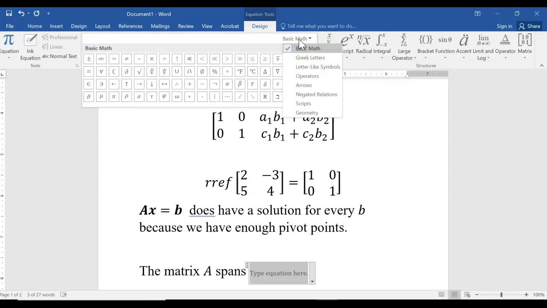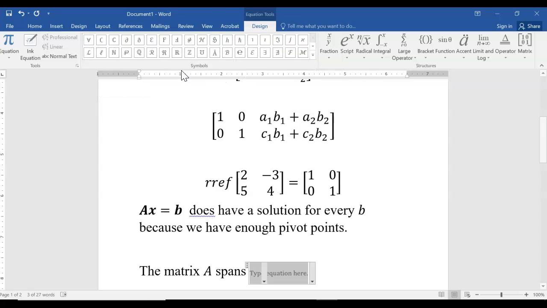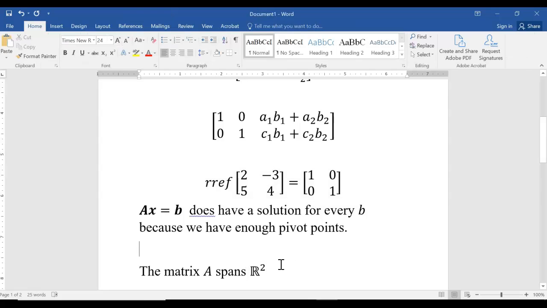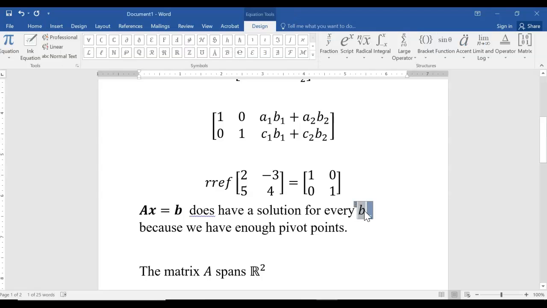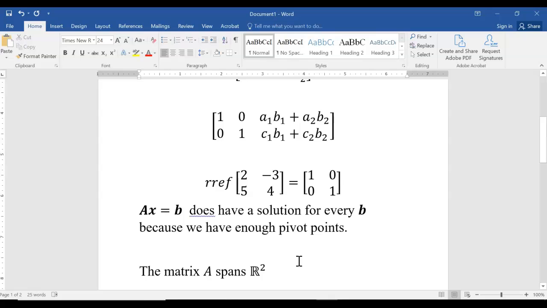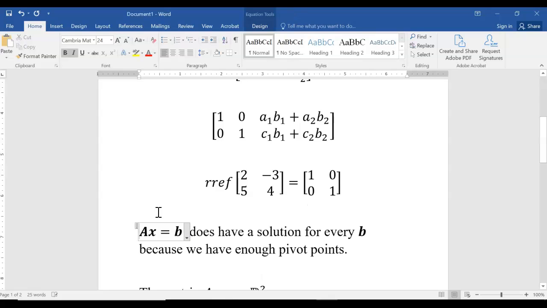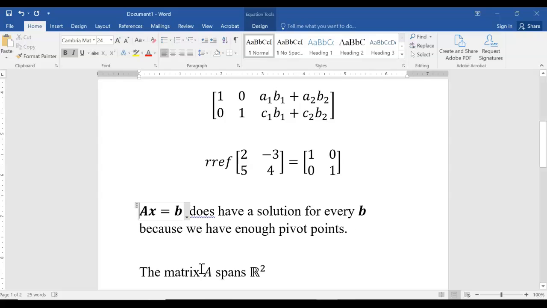I forgot my R. Hopefully that all makes sense. That's supposed to be a vector B. So the matrix equation has a solution for every B. That's because we had enough pivot points. We had 1 pivot point for every single row. And therefore, since AX equals B always has a solution, the matrix A spans R2. Anyway, you can get any vector from R2 as what we call an image of the matrix A. We'll figure out that language a little bit later.